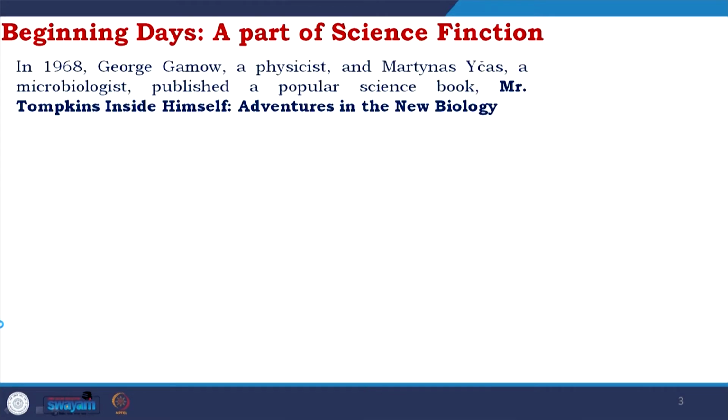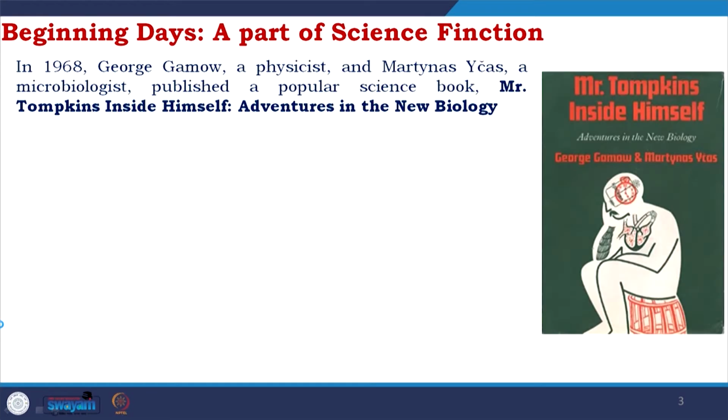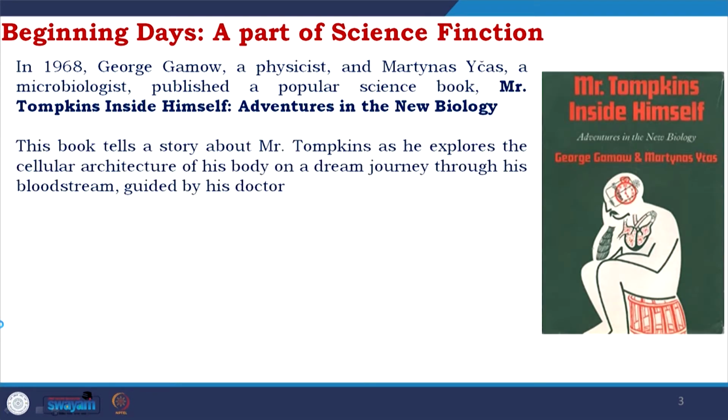We will start with the beginning days, and there is a talk of a science fiction which happened in 1968. George Gamow, a physicist, and Martynas Ycas, a microbiologist, published a popular science book called Mr. Tompkins Inside Himself: Adventures in the New Biology. This is the book. What does this book tell about?